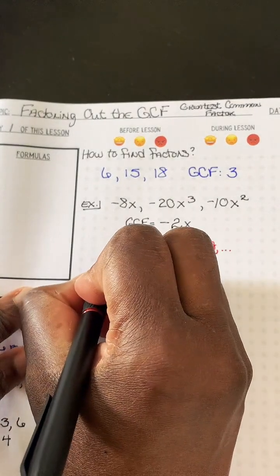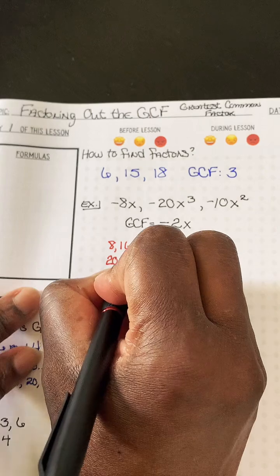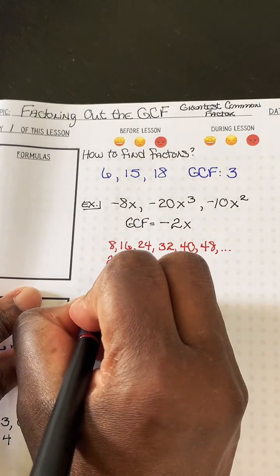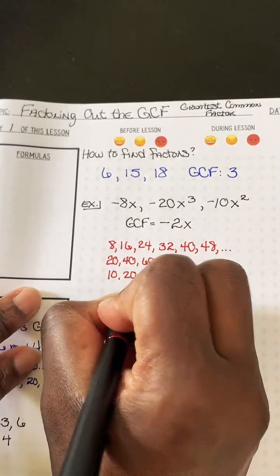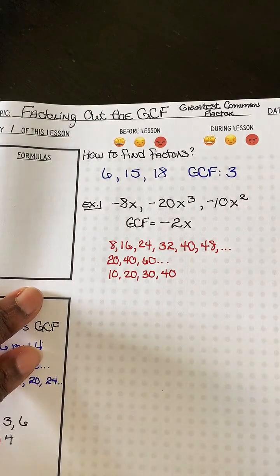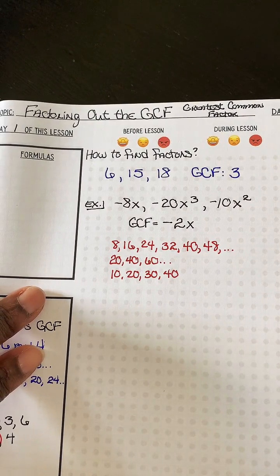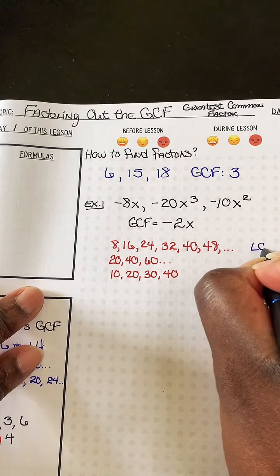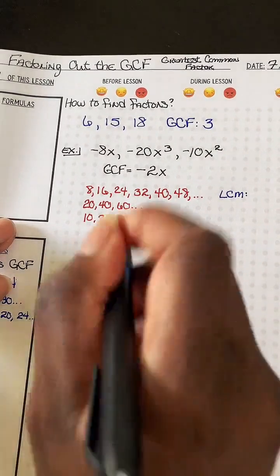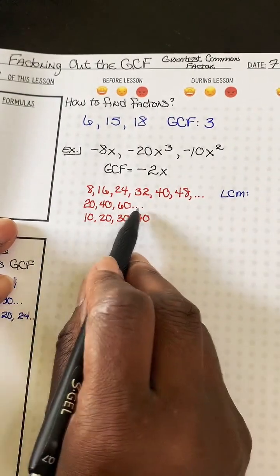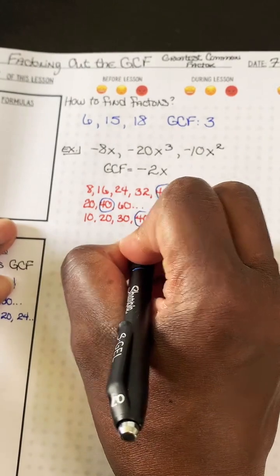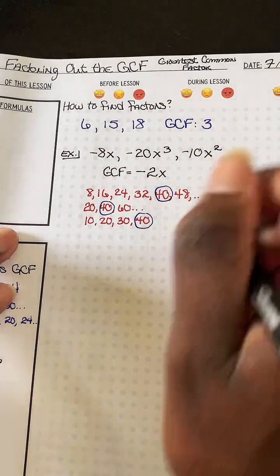For the 20s times table, we have our 20, 40, 60. I could stop right there. And then for the 10s times table, we have 10, 20, 30, 40. So in this case, if I was looking for my LCM, it's what number they have in common in each of them, which will be 40. That will be my LCM.